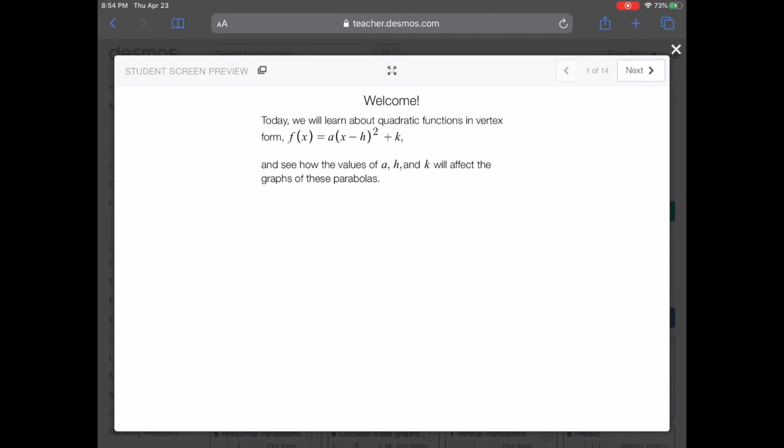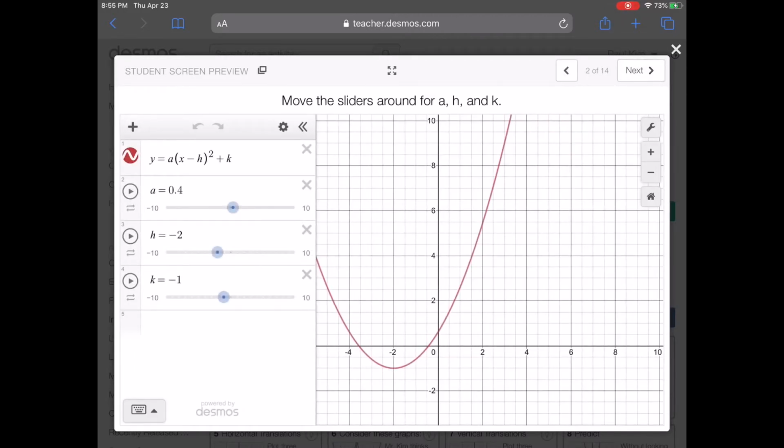So let's look at this first slide here. We say that quadratic functions in vertex form are given by f of x equals a times the quantity of x minus h squared. And we're going to be looking at how a, h, and k affect the graph of these parabolas. So let's play around with this.